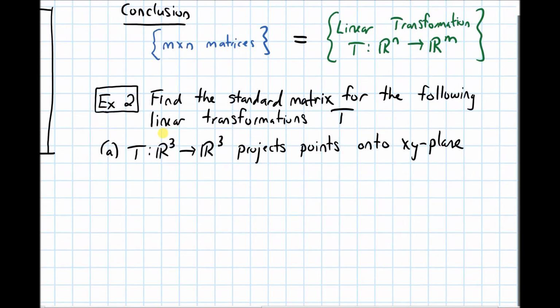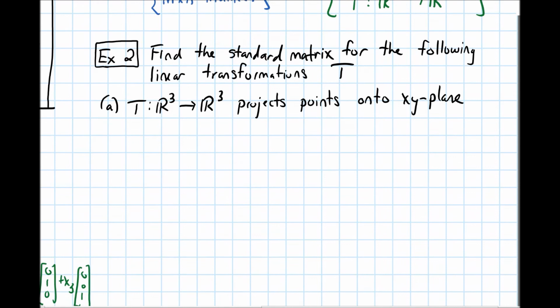So example 2, let's find the standard matrix for this transformation T. So T goes from R3 to R3, and what it does is it projects points onto the xy plane. Okay, so how do we solve this? I'm going to begin with the formula for the standard matrix. So I know the first column of the standard matrix is T of E1. The next column would be T of E2.